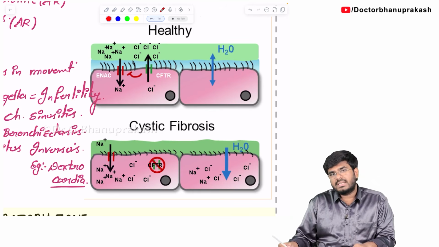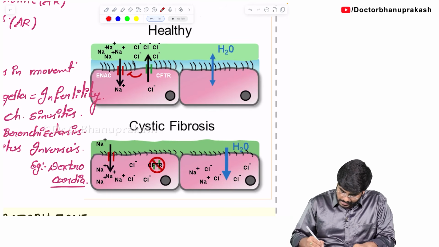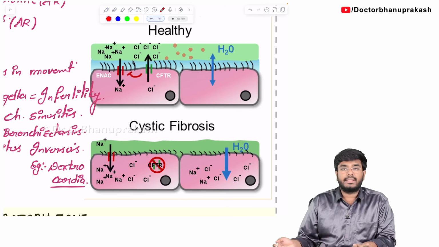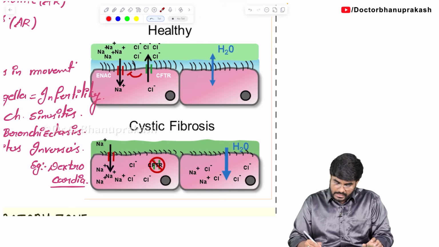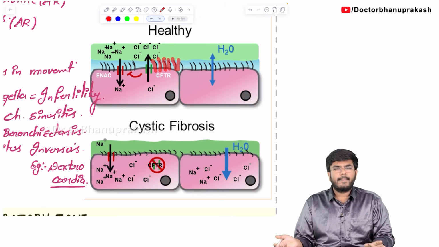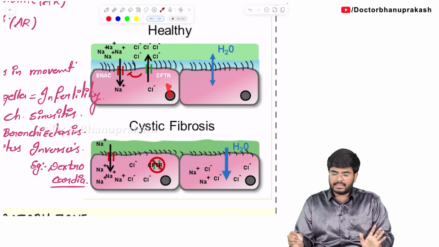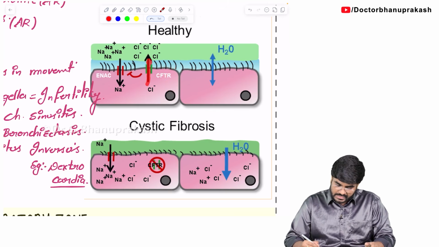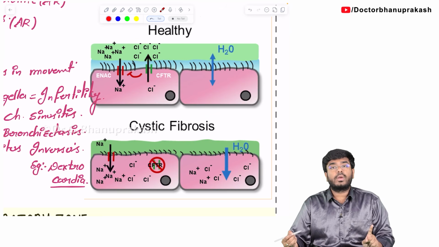Now, what is this chloride channel always doing? It is always kicking the chloride into the mucus. This green region which I am highlighting is the mucus, and these are your cilia. So, this healthy respiratory epithelium contains active CFTR genes. The CFTR genes code for the chloride channel, which is always sending chloride into the mucus.